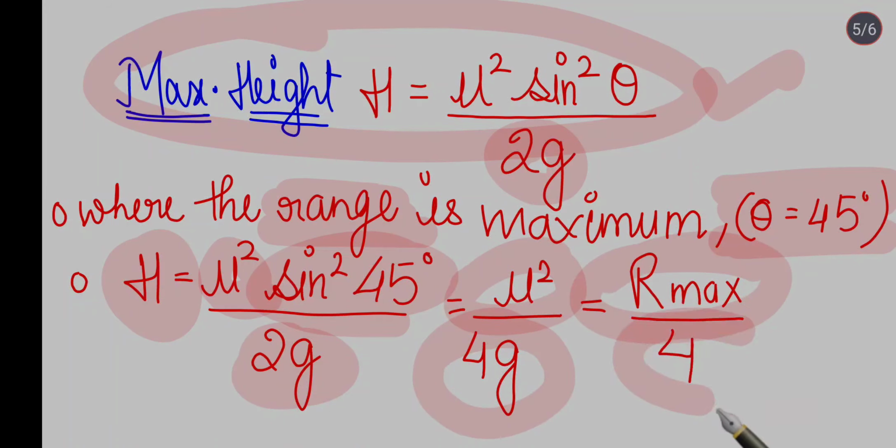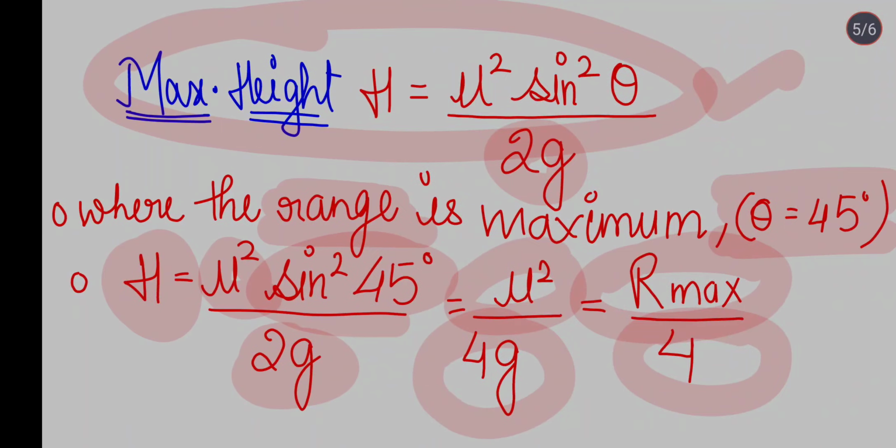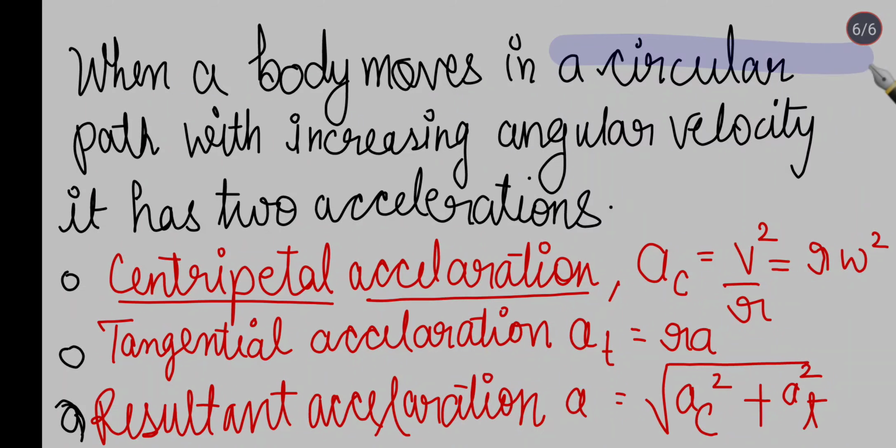R max is upon 4. So R max we already talked about in the previous slide, where we said u squared upon g. Then u squared upon g is R max, divided by 4 will give you H. So how did we determine it? Hope you are clear.